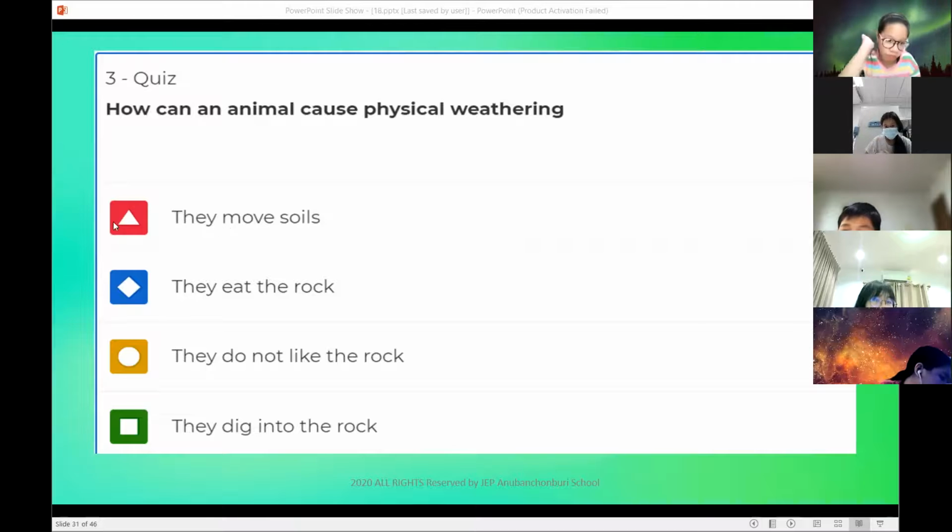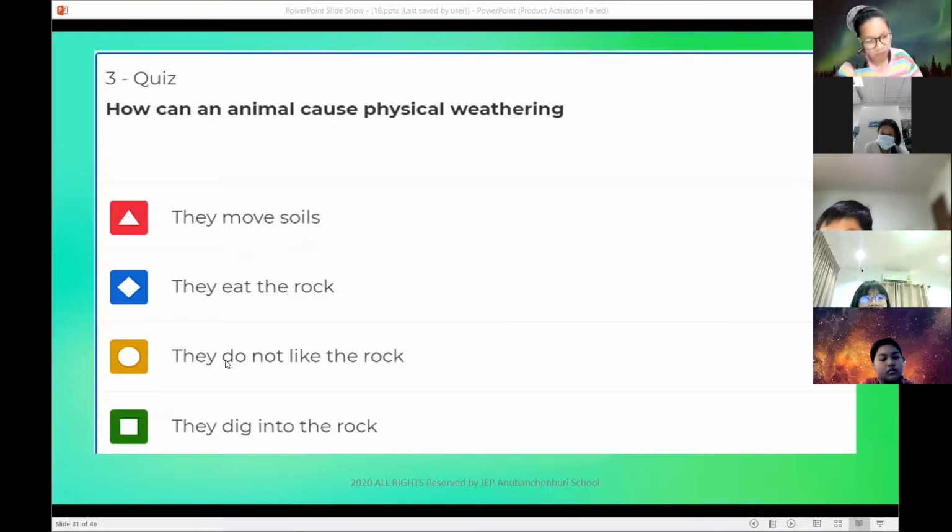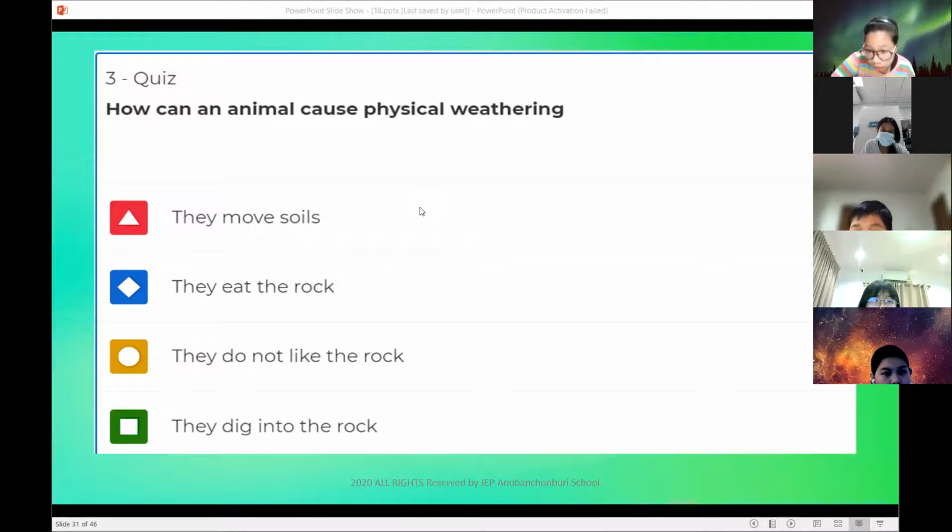A, triangle, they move soils. Diamond, they eat the rock. What animal eat the rock? Circle, they do not like the rock. Or square, they dig into the rock. What is your answer? Okay. Nataya, what is your answer here? Question number 3.